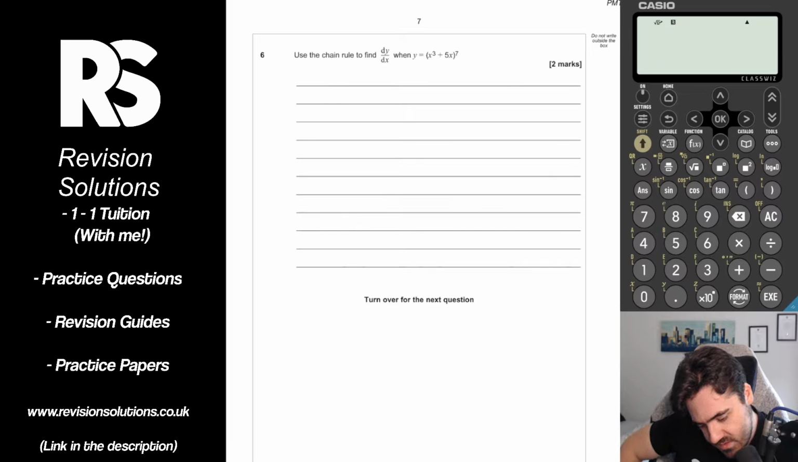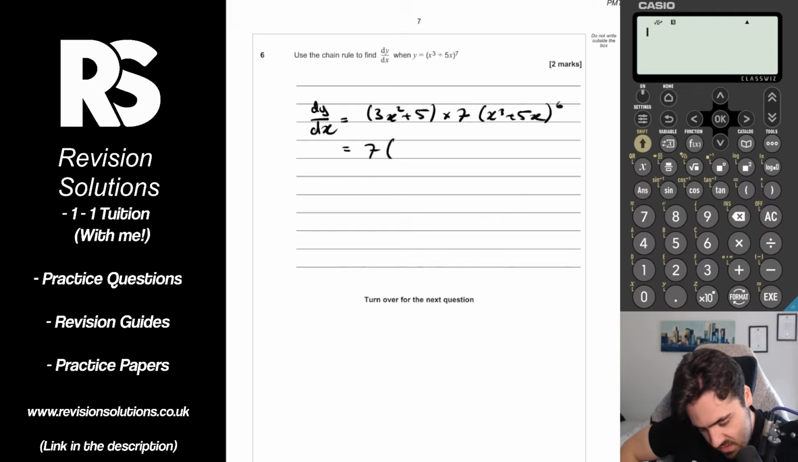Going to question 6, it says, use the chain rule to find dy by dx when y equals x cubed plus 5x all to the 7. So when we're doing the chain rule, we need to differentiate the inside first and then the power. So we differentiate the inside, that would become 3x squared plus 5. And then if we think about x to the 7, that would go down to 7x to the 6. But it's really this x cubed plus 5x to the 6, like that. And then let's just make that look a little bit nicer. That'd be 7 times 3x squared plus 5 times x cubed plus 5x, all to the 6.